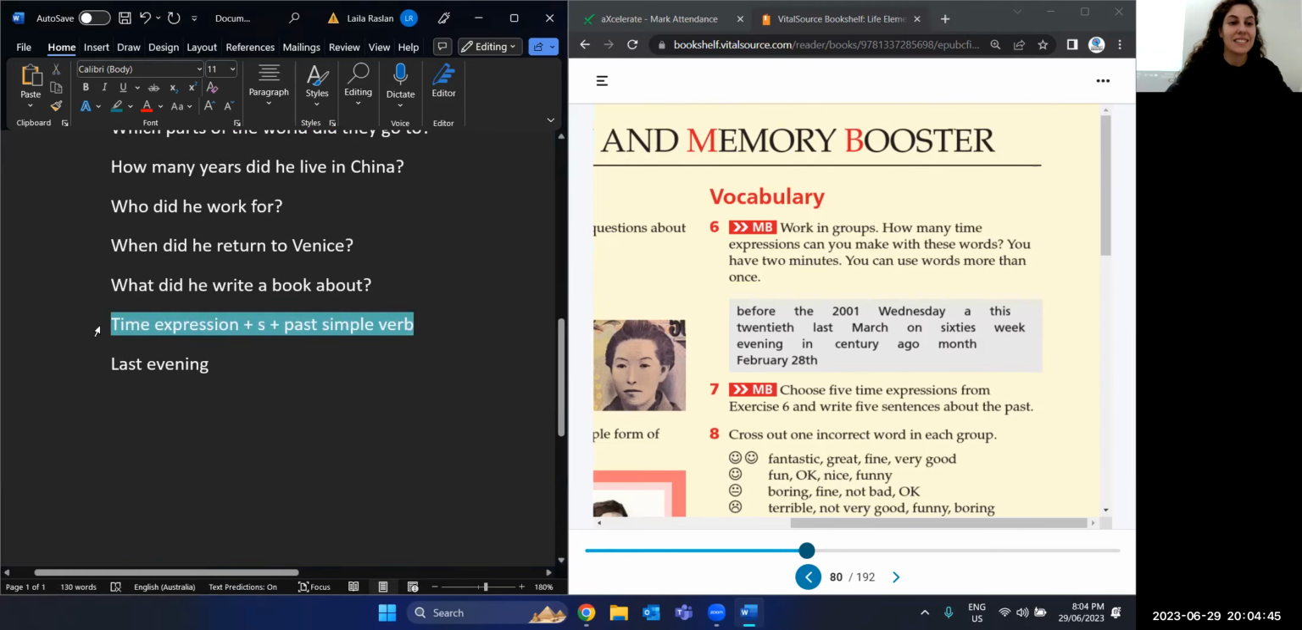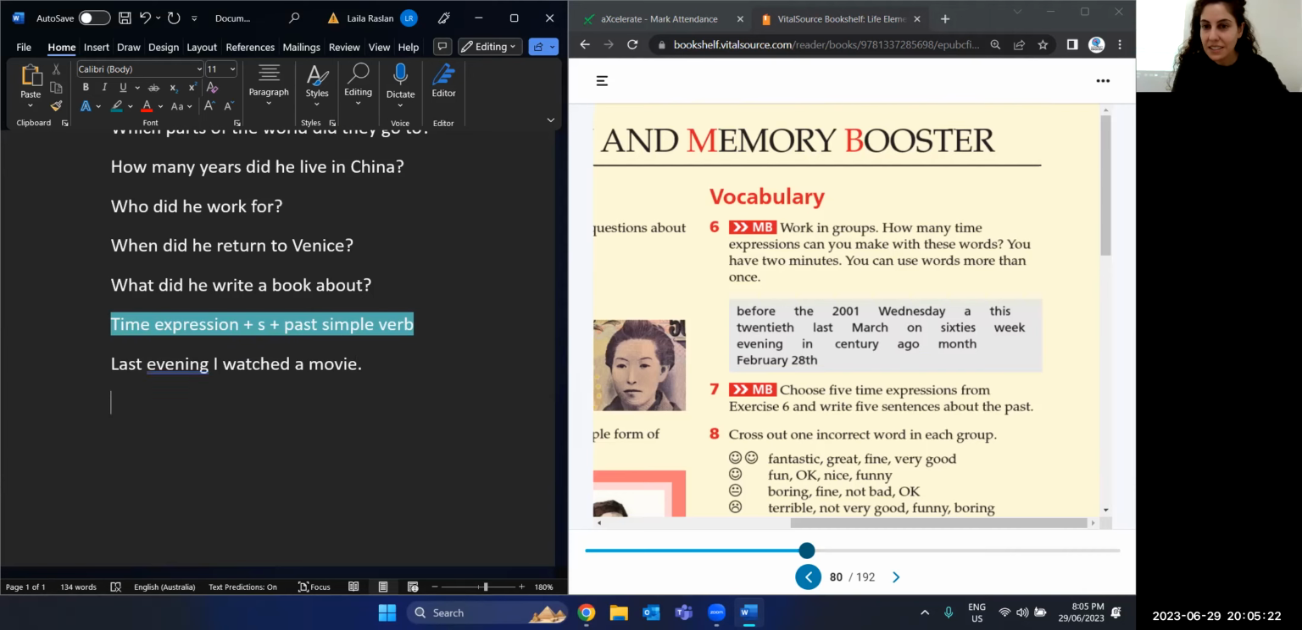So how do we make a sentence? Last evening, subject, and what action do you want to tell me? You just have to make one up, a sentence. Last evening. So Daniel, what's your sentence? Last evening, I watched a movie. Yeah. Last evening, I watched a movie. Yeah. Okay.